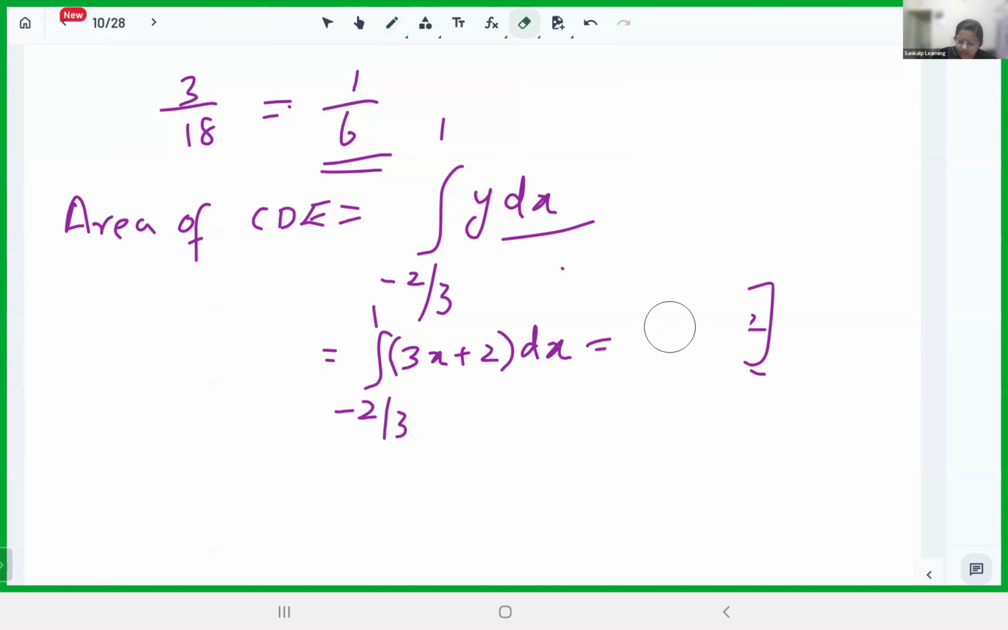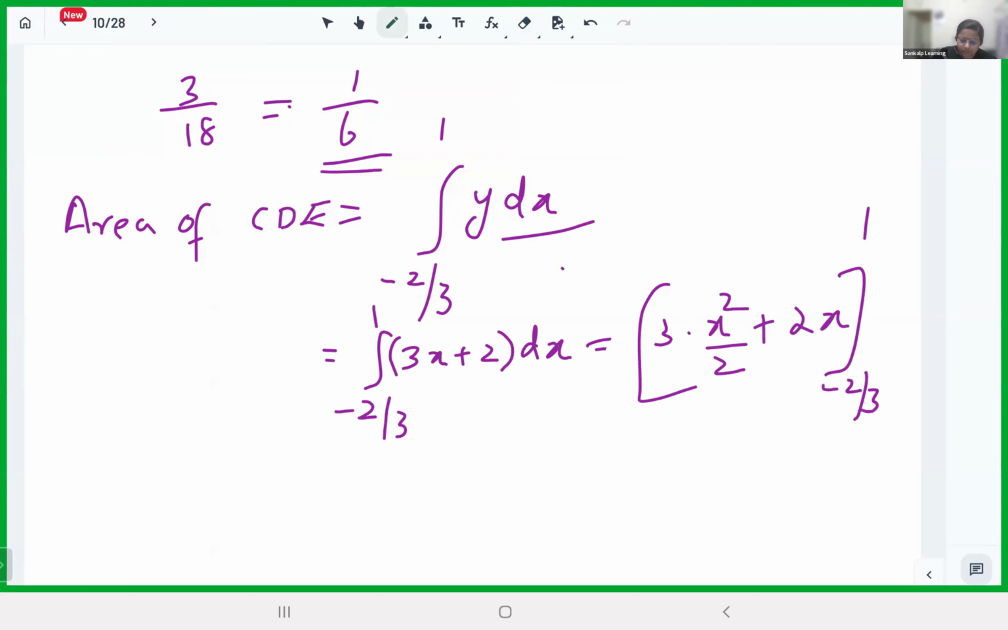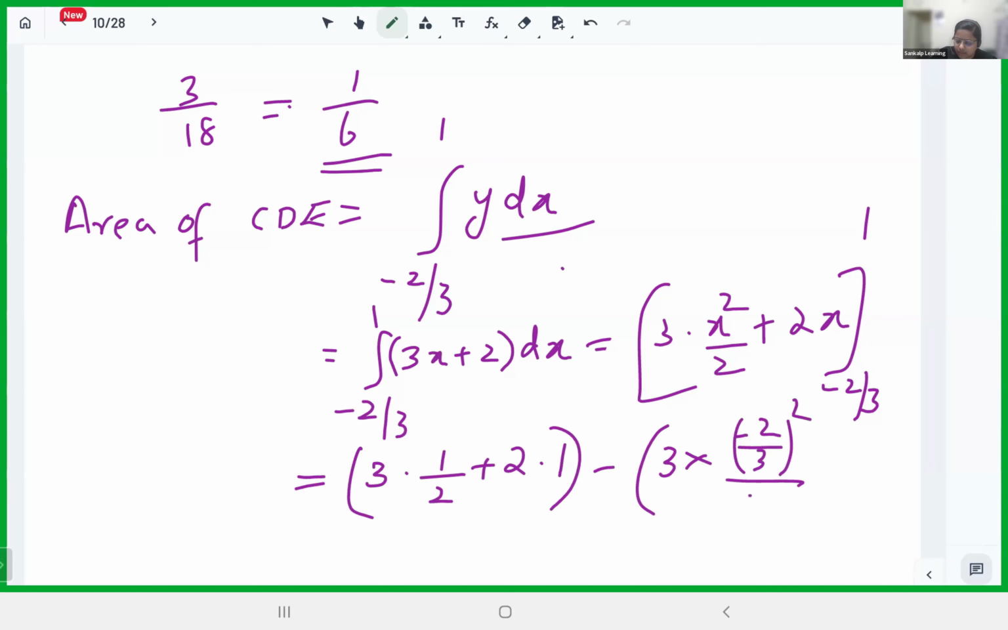What is the integration of 3x plus 2? It is 3 into x square by 2 plus 2 into x, varying from minus 2 by 3 to 1. So this is equal to 3 into 1 square by 2 plus 2 into 1, right? Upper limit, then minus lower limit: 3 into minus 2 by 3, the whole square divided by 2, plus 2 into minus 2 by 3.